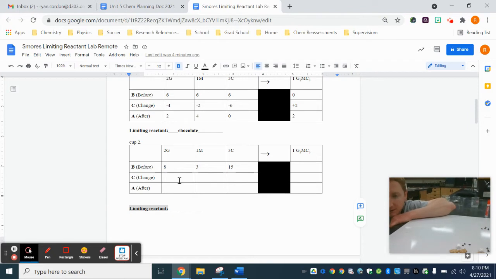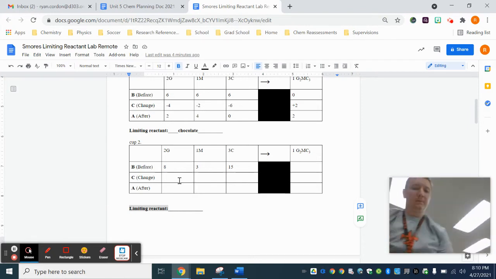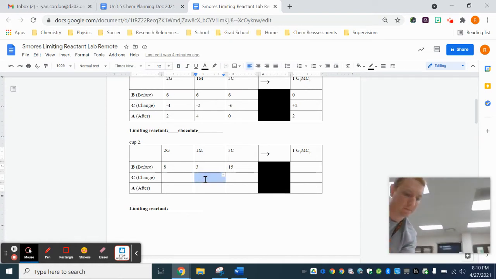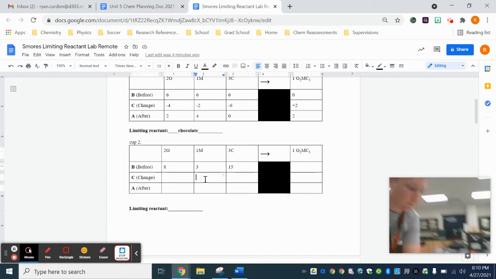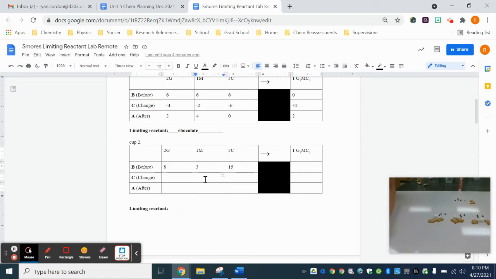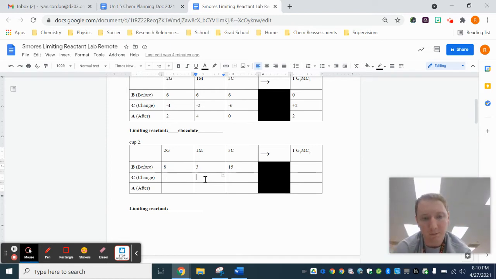We ran out of marshmallows, and you can't make a s'more without marshmallows. We all know that. So let's see what occurred here then. We used 3 marshmallows. We could see that there are 3 marshmallows total used. 1 was used in this s'more, 1 used in this s'more, and 1 used in this s'more. So one thing we can note is we used 3 marshmallows and we made 3 s'mores.